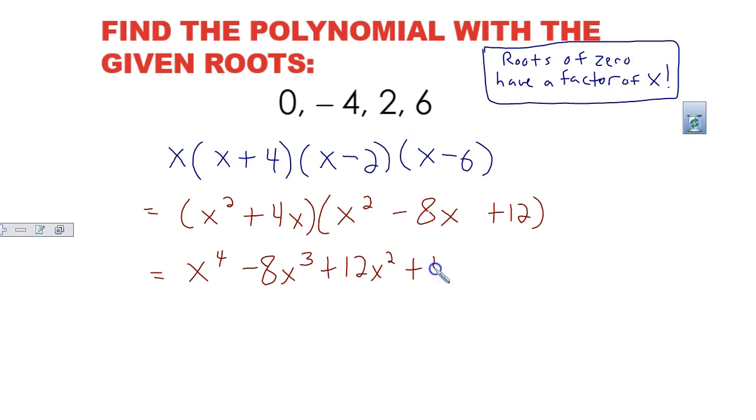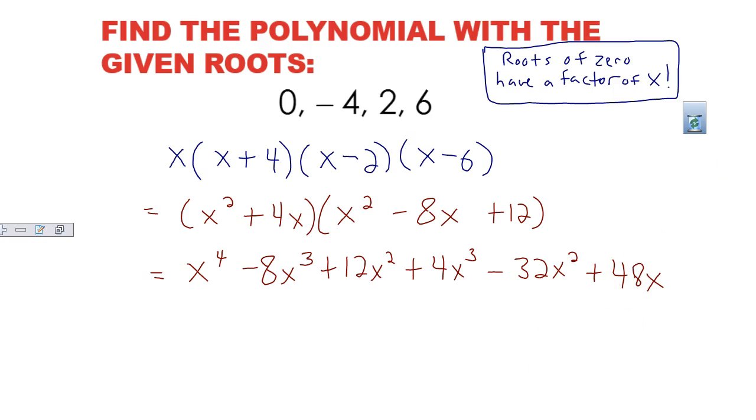4x times x squared is 4x to the 3rd, because 1 plus 2 is 3. 4x times -8x is -32x squared, because x times x is x squared, right? And then 4x times 12 is positive 48x.